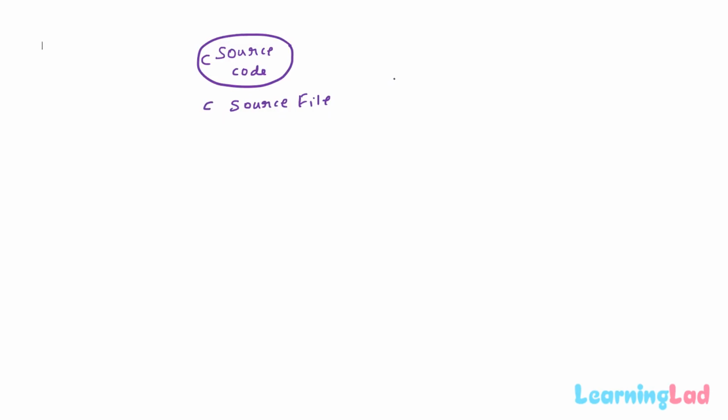Now, as I said before, we are going to write the instructions using the C programming language, and then we are going to save that in the computer memory. So to write the instructions or to write the code, we are going to use text editors. You can use any text editor available and you can write the C program and you can save that as a computer file.